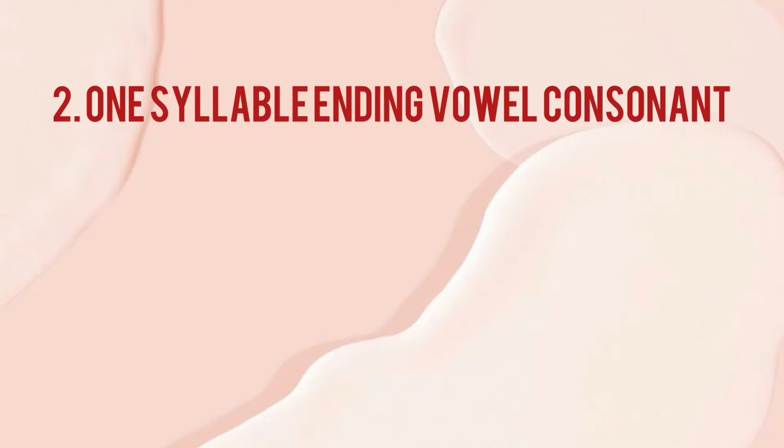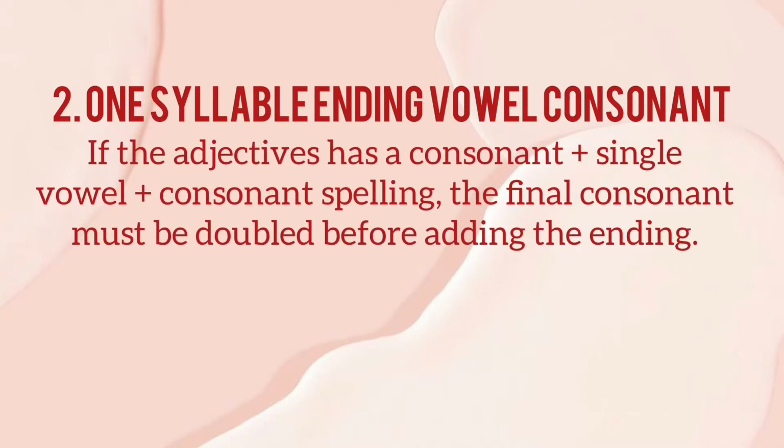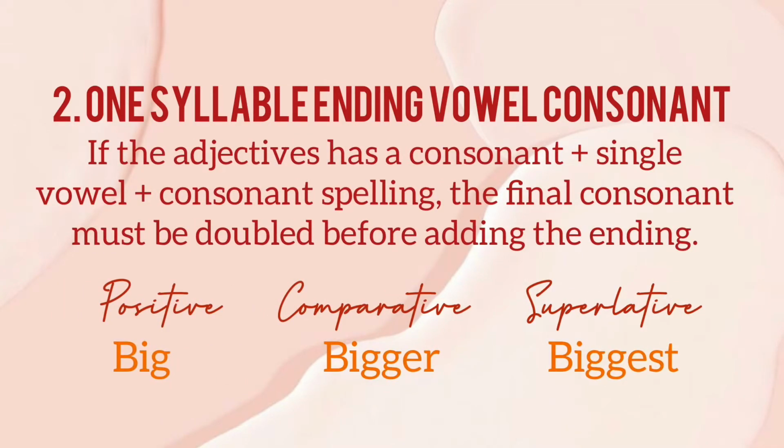Secondly is one syllable ending with vowel consonant. If the adjective has a consonant plus single vowel plus consonant spelling, the final consonant must be doubled before adding the ending. For example, positive big, comparative bigger, superlative biggest.